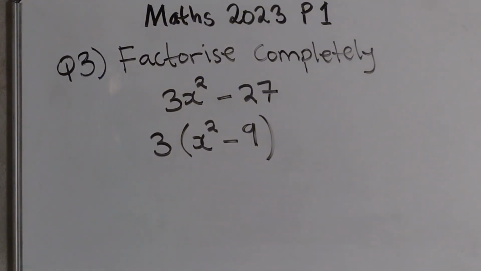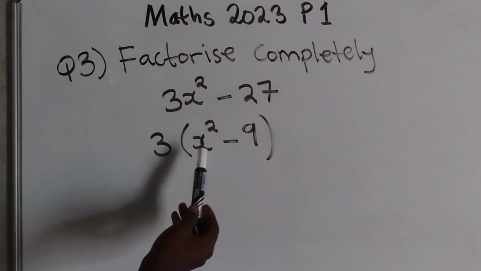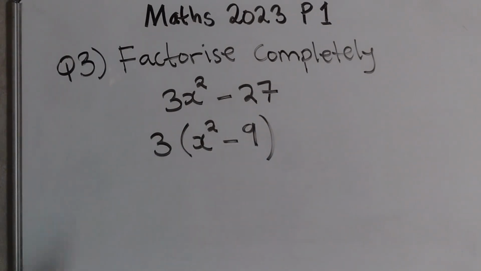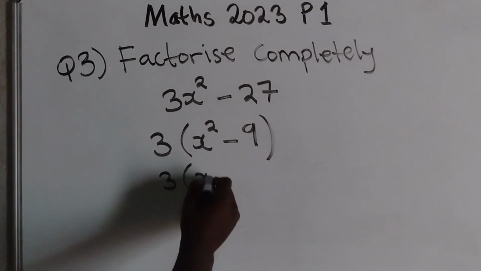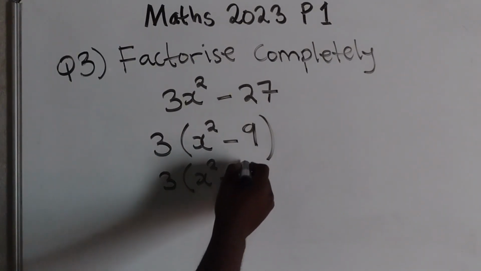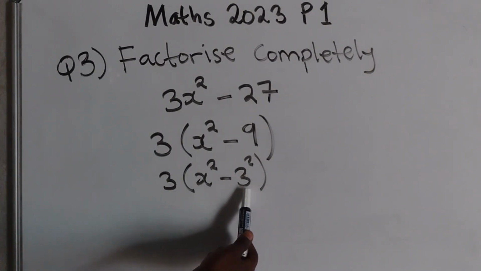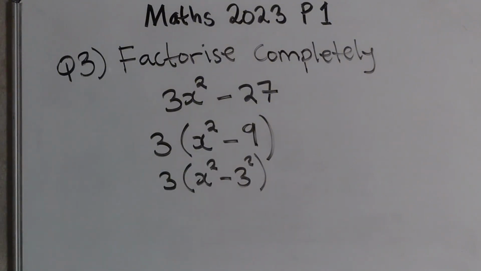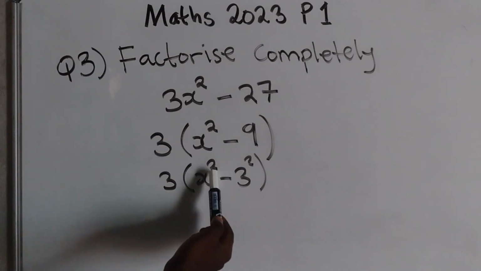Now, from here, they are saying factorize completely. So when you look at what you have inside your brackets, you have x squared minus 9. This 9 can also be written in index form, with a power of 2. So we write 3 the way it is, open bracket, x squared minus 3 squared, close, because once you multiply this 3 by itself 2 times, you are going to get 9.